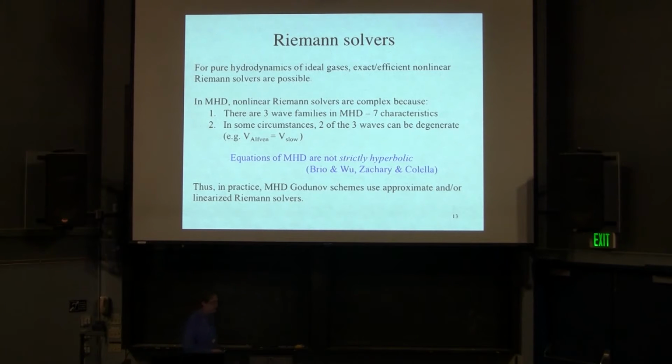And what's worse is that sometimes these modes can be degenerate. Instead of having three distinct eigenvalues to the linearized system, there's only two, because two of the wave families can be degenerate. For example, the Alfvén speed could be exactly equal to either the fast or slow speed, depending on the direction of the wave vector in the magnetic field and so on. And so this makes solving the Riemann problem exactly very, very difficult. So in practice, every code that I know that does MHD as a Godunov scheme uses an approximate Riemann solver.